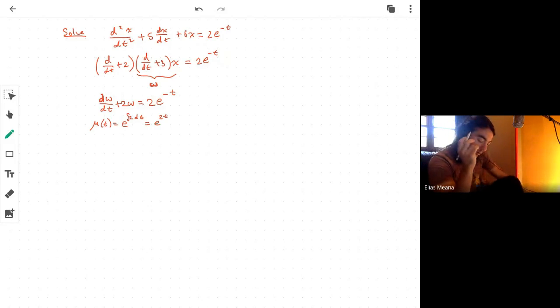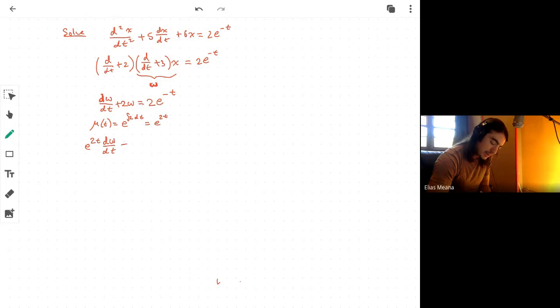All right, so we've got our integrating factor. We multiply through, so we end up with e^(2t) d omega/dt plus 2e^(2t) omega equals 2e^t, if we multiply by e^(2t). The left-hand side is product rule again. So we have d/dt of e^(2t) omega equals 2e^t.